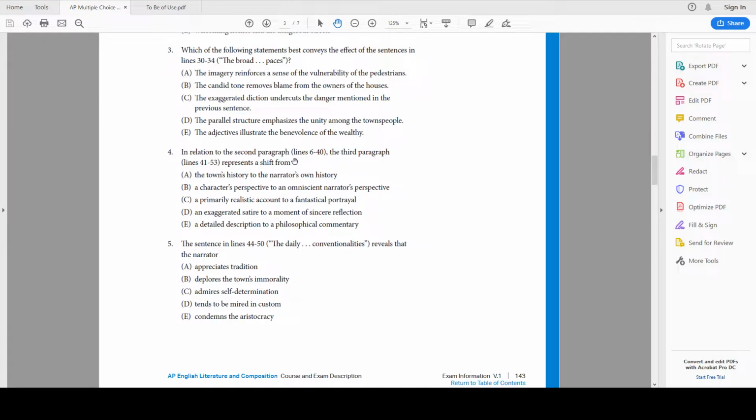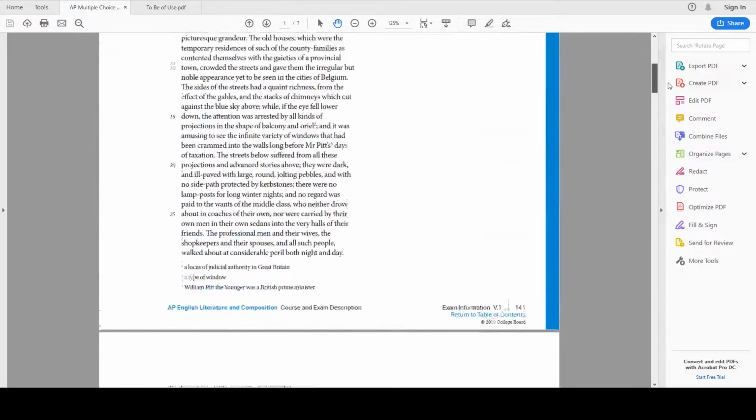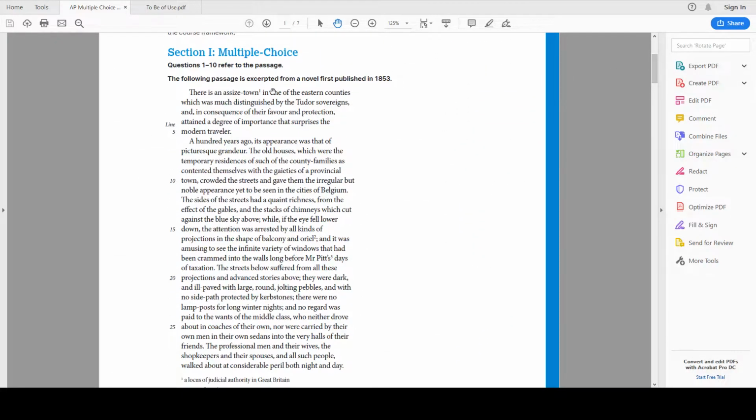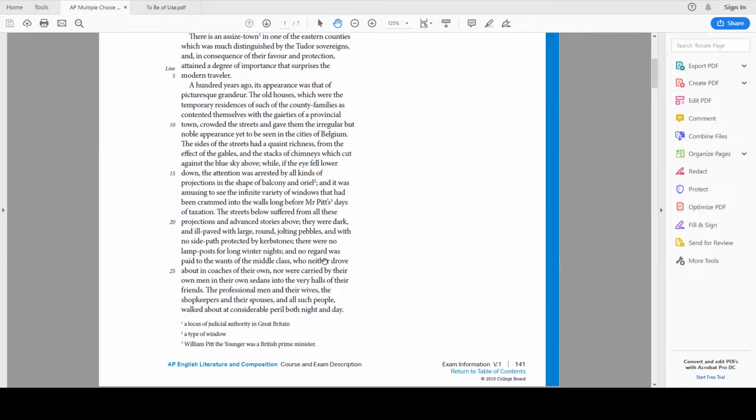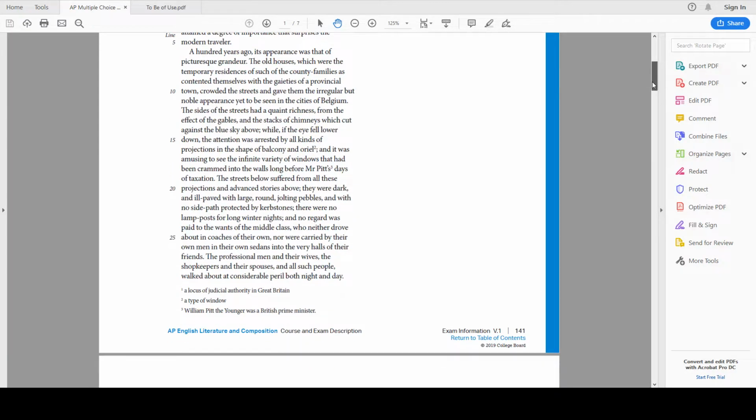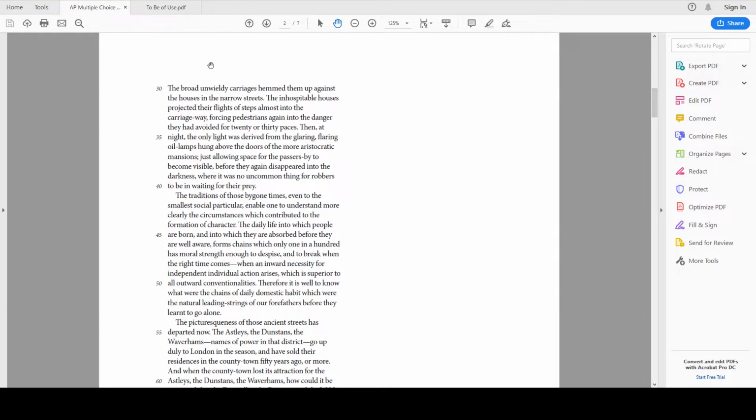In relation to the second paragraph, lines 6 through 40, the third paragraph represents a shift. Okay, so we need to summarize these paragraphs in our head. Let's check what the first one is. First, here's the big second one. If you remember, having read the passage, you can go ahead and reread it, but the second paragraph is essentially talking about the distinction between the residences, which are very nice, and the streets, which are not so nice. Okay? And then let's check out the third paragraph.